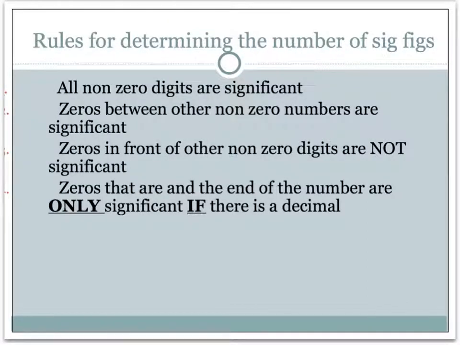There are just a few rules for determining the number of significant figures in a value. All non-zero digits are significant. So if it's 1, 2, 3, 4, 5, 6, 7, 8, or 9, it's an important number. Zeros that are between any other non-zero number are significant. However, zeros in front of other non-zero digits are not significant under any circumstances. So next we have to concern ourselves with zeros that come after the end of the rest of the non-zero numbers. These numbers are only significant if there is a decimal place present.